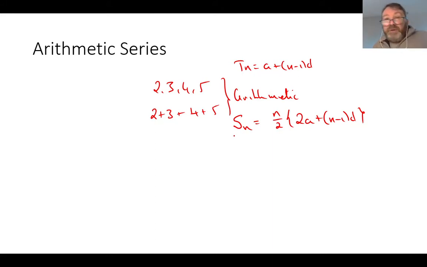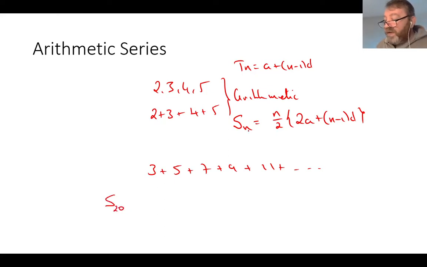So if I wanted to add up the first 10 terms, then I would have S of 10 and so on. So let's take a series: 3, 5, 7, 9, 11. Let's just say that this is the series that they give you. And let's say, for example, you're asked, what's the sum of the first 20 terms? Well, first of all, the sum of the first 20 terms is S of 20. So immediately n takes on the value of 20.